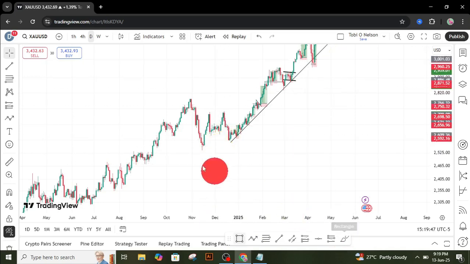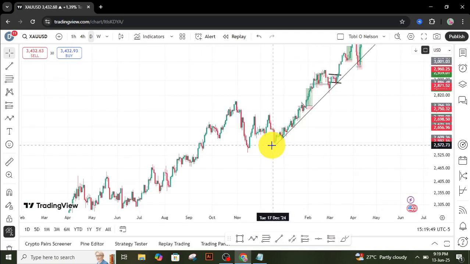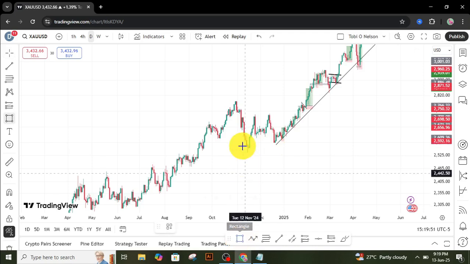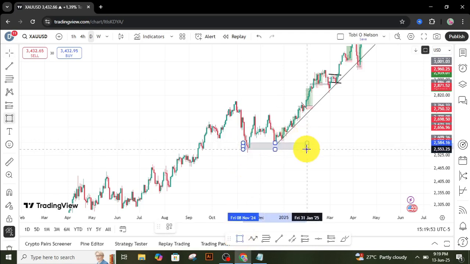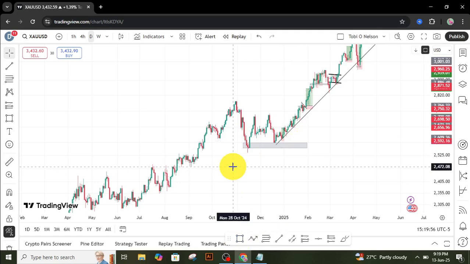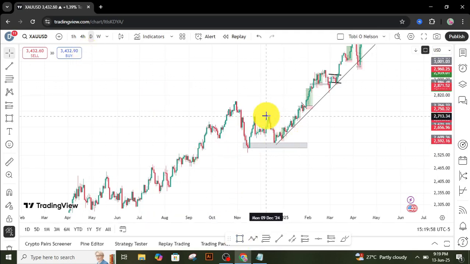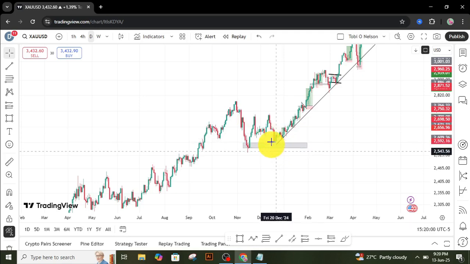First of all, there is a support here. Let me draw that support so that you can see. So when the market came back down to that particular point, I was looking for my entry.